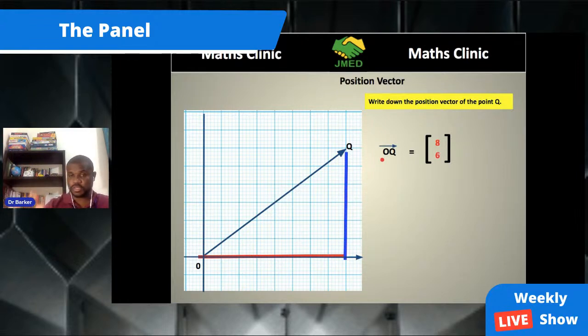The position vector of the point Q is the vector OQ. Always O something. The position vector of the point R is OR. The position vector of the point P is OP. And that P normally is a coordinate point. Yes.